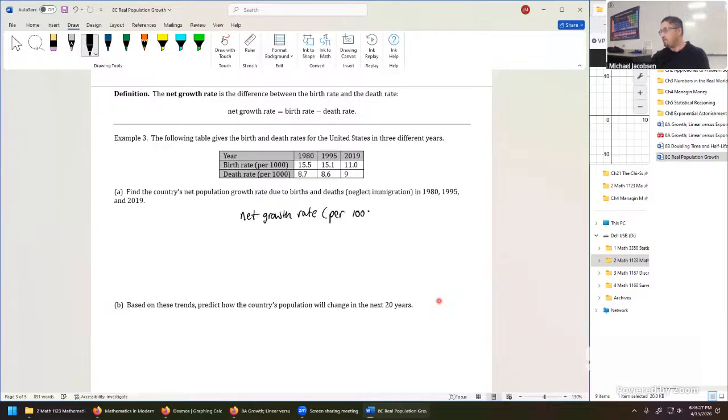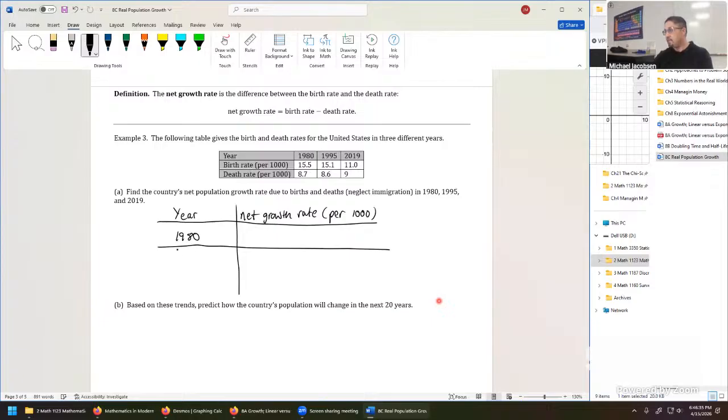Per 1,000. I did that in a weird way already. I want a column to the left, just trying to visualize what my table is going to look like. My column to the left is going to be year. And we're going to do a computation for the year 1980, 1995, and 2019. So our growth rate is per 1,000.